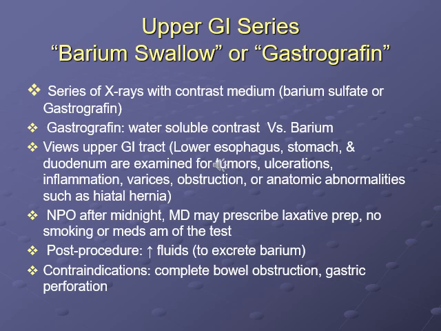Upper GI series will be contraindicated if they're thinking somebody has a bowel obstruction or they're concerned about a gastric perforation, and hopefully that would make sense. We don't want to put any chemical or ingredient down if it's not going to be able to go through, if it's obstructed, and then certainly if there's a perforation, likewise, we wouldn't want anything in that area.